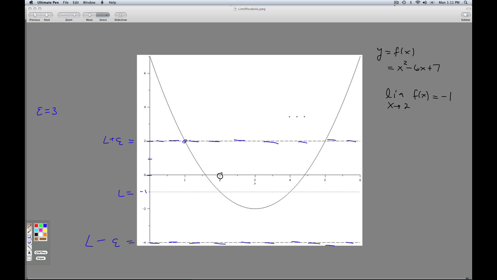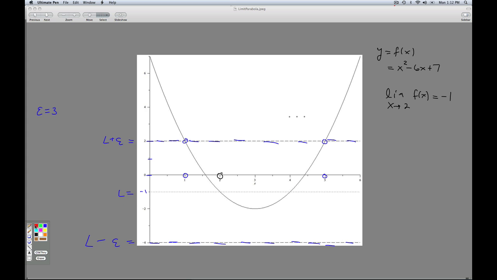So if I look at where this dashed line meets the parabola, and I trace down, well, guess what? 1 and 5. Does that sound familiar? When we solved the inequality, the absolute value of f of x minus L less than epsilon, we got an answer of x is between 1 and 5. And sure enough, for any x values between 1 and 5, the parabola is between these two dashed lines.